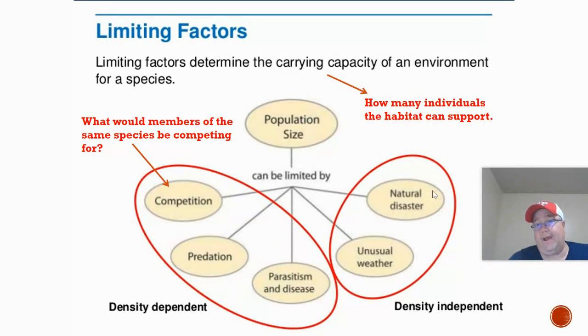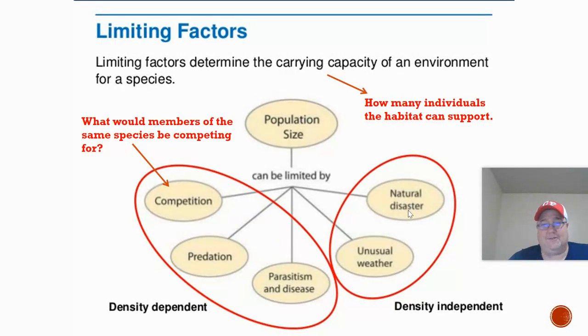Now, these things over here are called density independent. These are things that are going to affect a population regardless of how big the population is. Like a natural disaster. Let's say that there's, I don't know, a tornado or something that rips through the Serengeti. That doesn't really happen very often.